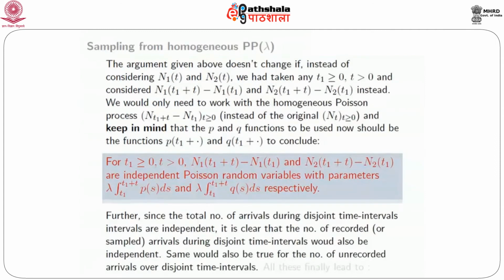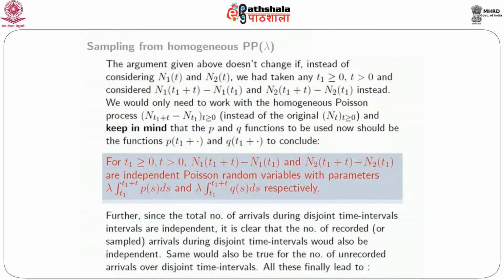Further, since the total number of arrivals during disjoint time intervals are independent, it is clear that the number of recorded or sampled arrivals during disjoint time intervals would also be independent. Essentially, increments of the N1 process over disjoint time intervals and increments of the N2 process over disjoint time intervals would be independent, and therefore they would be independent among all of them, because N1 is independent of N2. The same would also be true for the number of unrecorded arrivals over disjoint time intervals.